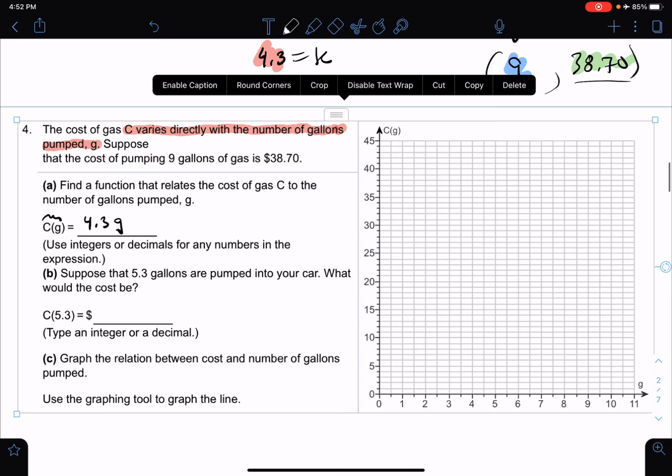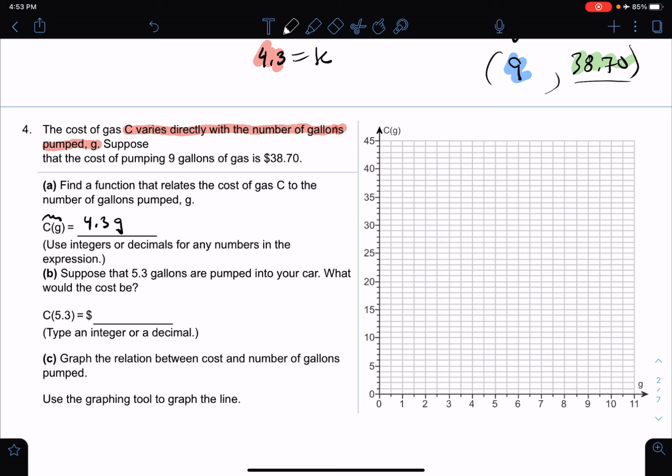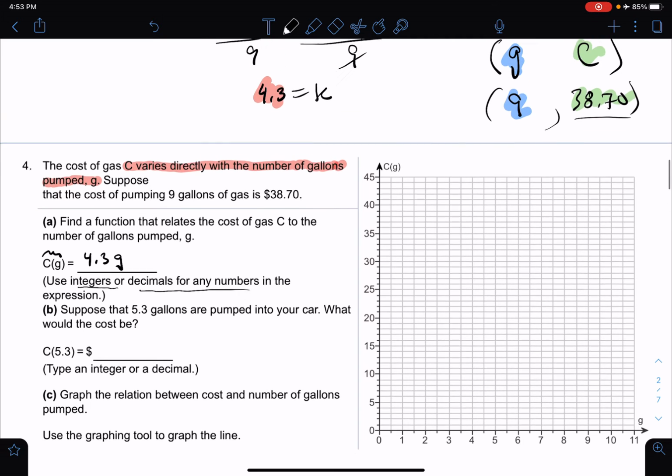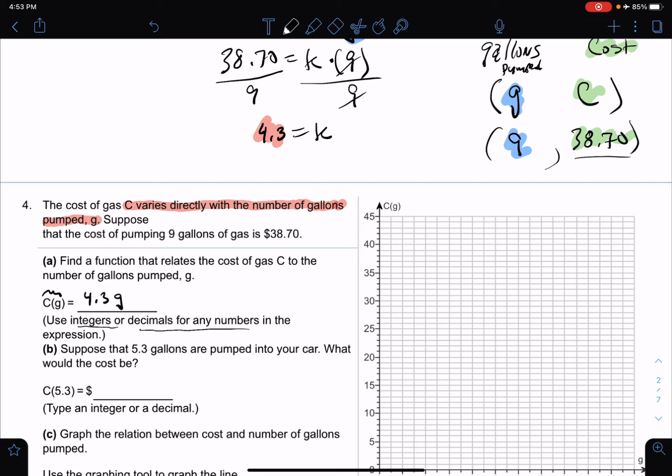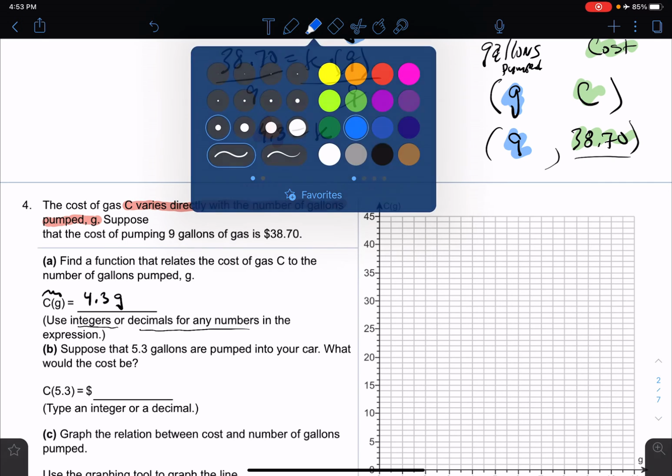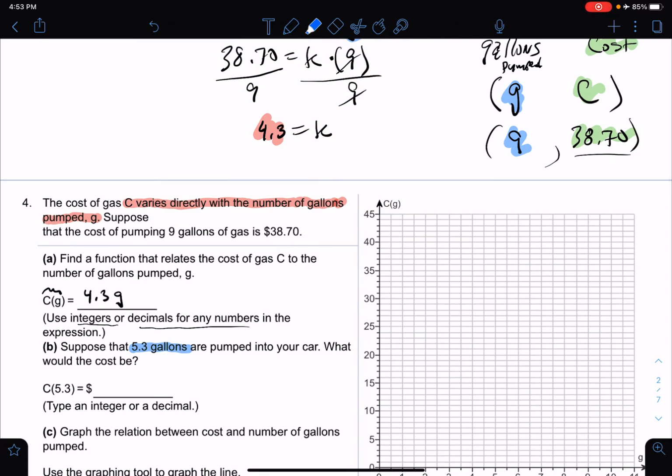Let's see. Use integers or decimals. Yeah, this one changed it up on us a little bit. It's saying to please use integers or decimals for the expression, so they want the decimal version instead of the fraction. Suppose that 5.3 gallons are pumped. 5.3 is the gallons, and we said gallons were represented in blue, so I'll go ahead and do that, 5.3 gallons pumped. What would that cost?